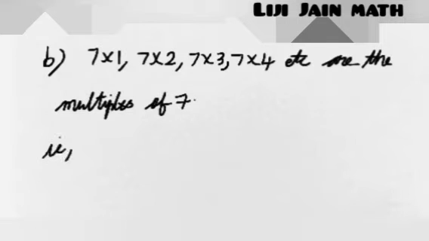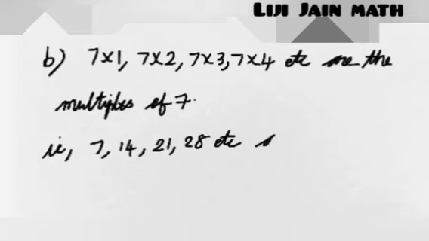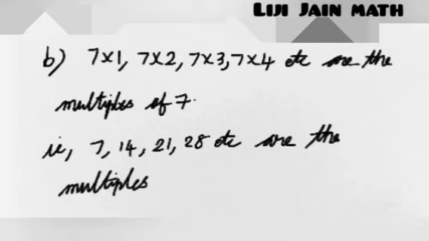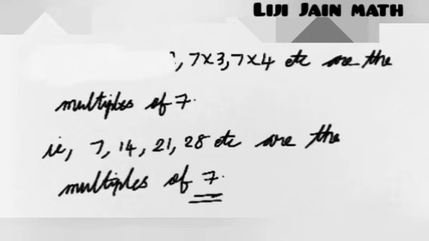That is, which are they? 7 ones are 7, 7 twos are 14, 7 threes are 21, 7 fours are 28, etc. I have explained earlier, etc. means what? It will continue like this. It has no end. That is the meaning. Etc. are the multiples of 7.